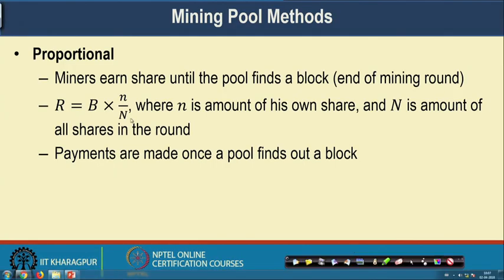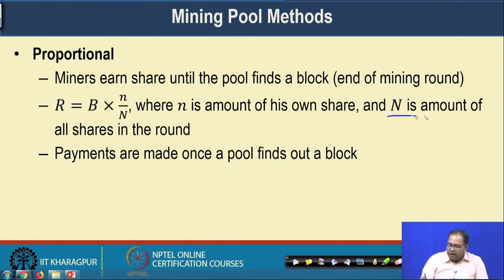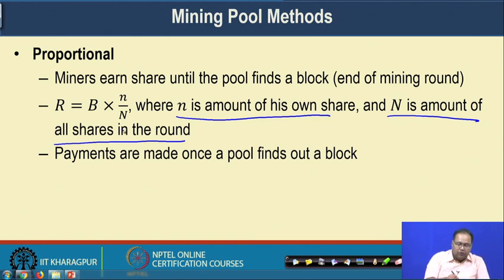Assume that capital N is the total number of shares in the round, and small n is the number of shares of a particular miner. So, you divide the block reward in proportion to the number of shares that has been generated by the miner in the current mining round.